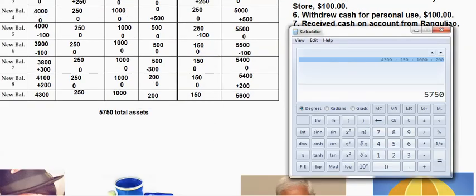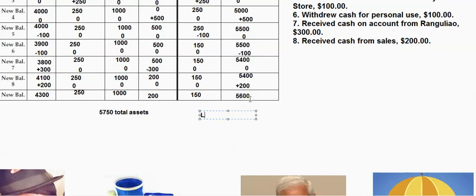Alright, and here is the right hand side of the accounting equation, liabilities and owner's equity. Let's go ahead and sum it up. You have 150 plus 5,600, and that is 5,750. Oh yeah. So that is liabilities plus owner's equity, and you get 5,750. Alright, so the two are the same. Wonderful. There's no mistake. Perfect. We did a good job.